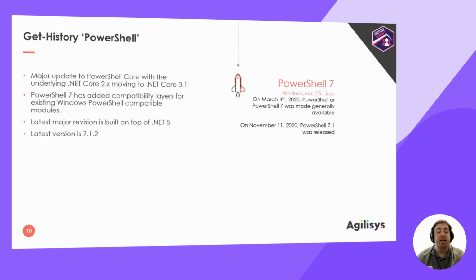The reason is the compatibility. The stated goals from Microsoft were about 85 to 90% compatibility with the original PowerShell. So you're really not far off, as opposed to the days of PowerShell Core 6.0, where it was about 30%.